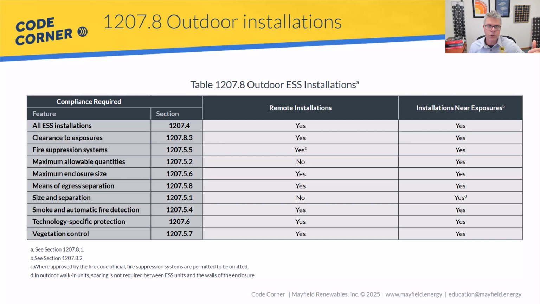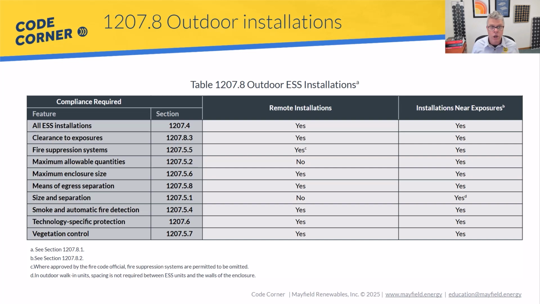So really what we have to do is first define, are we in a remote location or near an exposure? A quick look at the table, what you'll notice is remote installations, if you scroll down through there, everything's a yes with the exception of 2 items that we have no's for, and those are the maximum allowable quantities and the size and separation requirements. If you are an installation near an exposure, then it's just yeses down the line, so you're going to be applying all of those. So going back and looking at remote installations, maximum allowable quantities, size and separation, it says no.